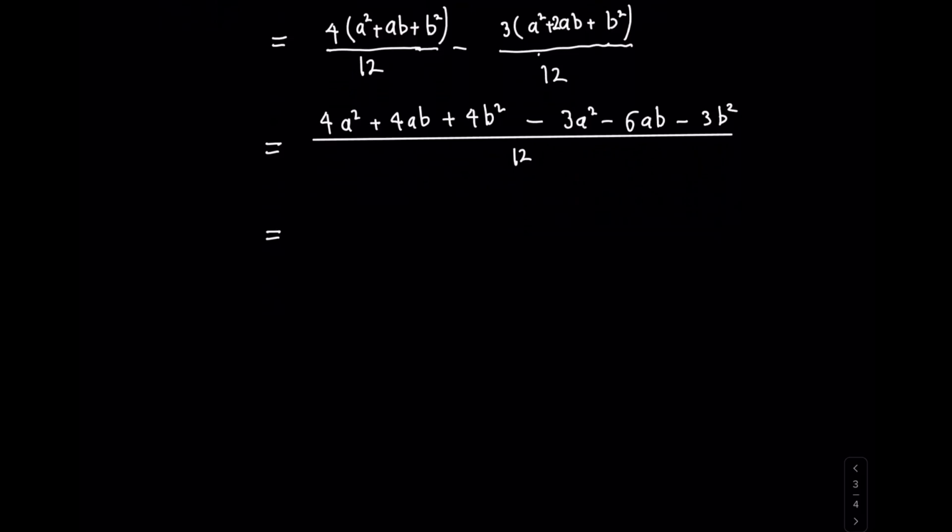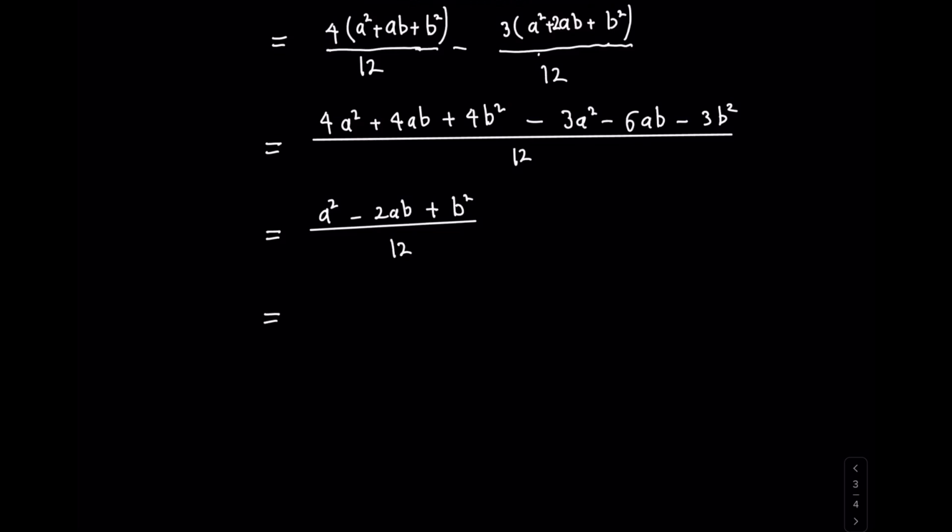After this, we note that we've got 4a squared and 3a squared here, so that becomes a squared when you subtract them. We've got 4ab and minus 6ab, that becomes minus 2ab. And then as well, we've got 4b squared and minus 3b squared here, so that becomes a positive b squared. And again, still over 12.